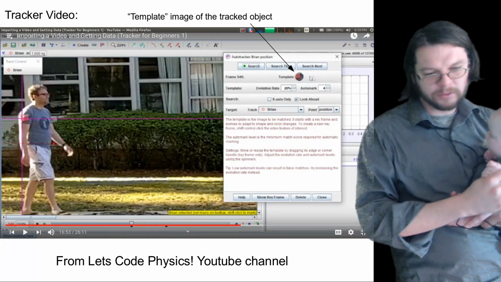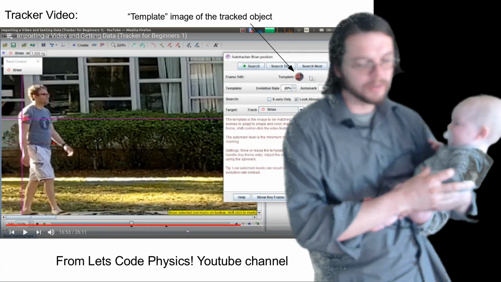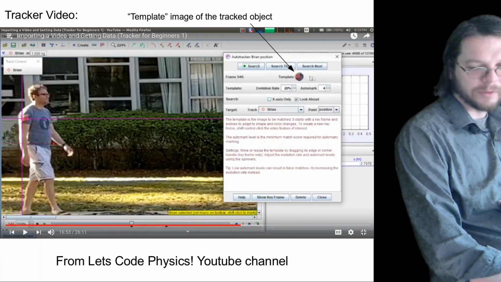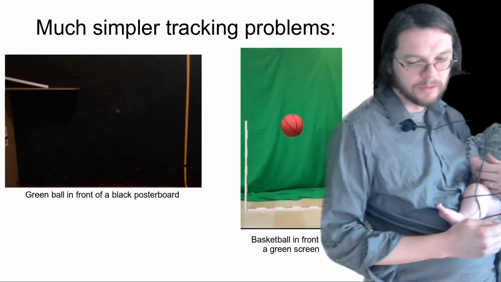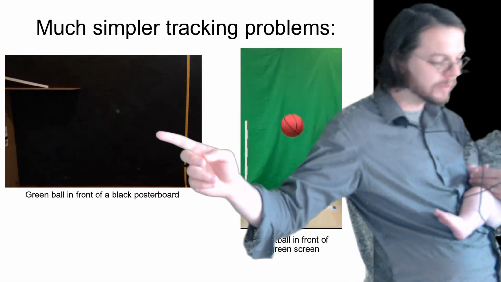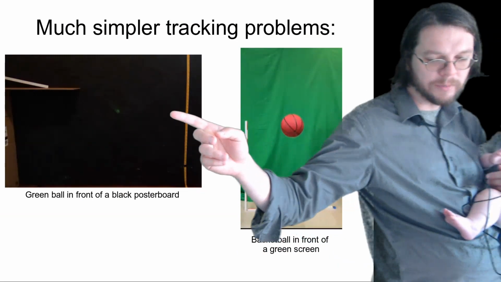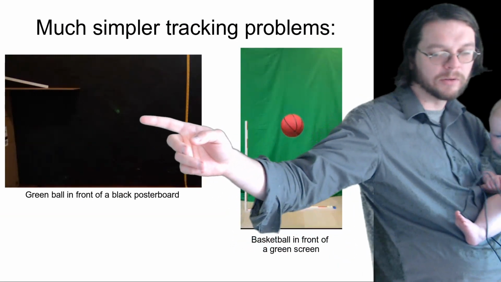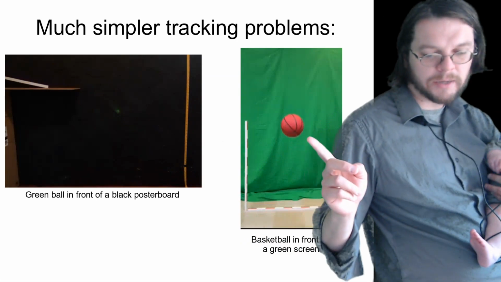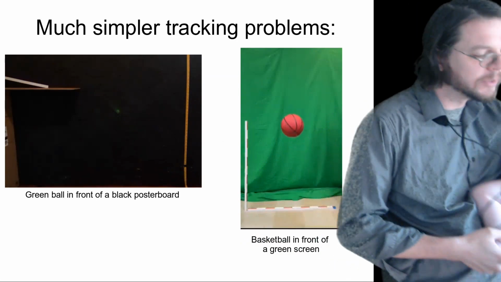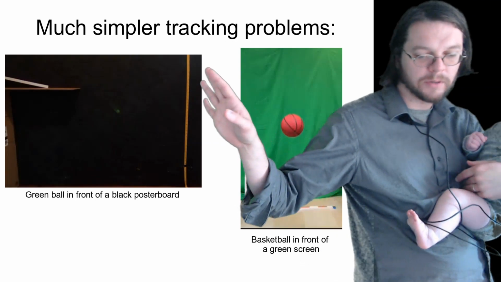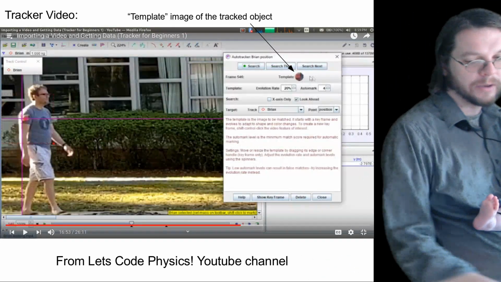When I tried to do this sort of a thing, it tends not to work very well for me. And so I came up with something that I thought was a bit easier. The thing that I realized is that a much simpler image processing problem is a green ball in front of a black background, or maybe an orange-red basketball in front of a green screen. It's much easier to track objects when you have a solid colored background than when you have something like this.